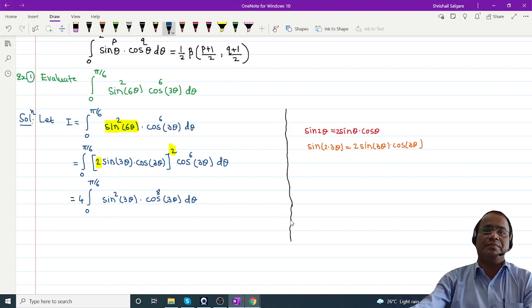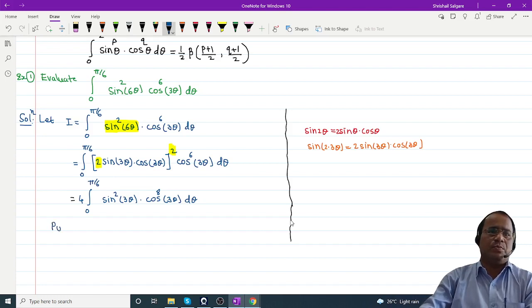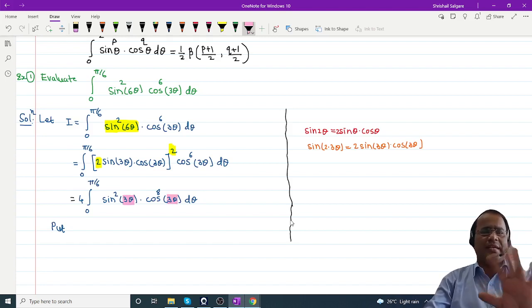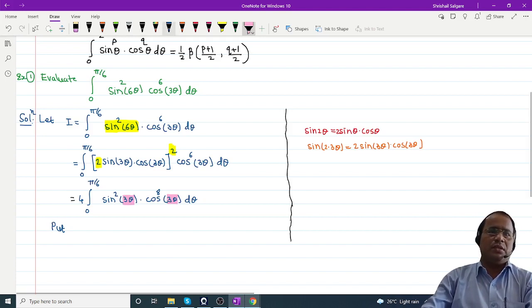Substitution part I am writing to the right side. So put, what is your substitution? Straight away we obtain that. What is your substitution? 3 theta equals alpha or beta, whatever, anything. Very well. You can use 3 theta is equal to x, y or t, whatever. Okay, so put 3 theta is equal to suppose x, or the same thing we can write theta is equal to x by 3.